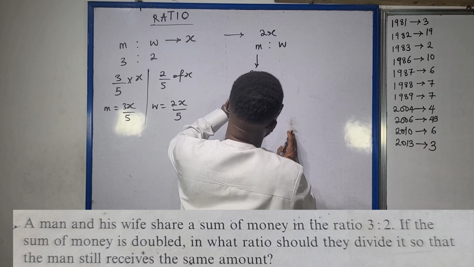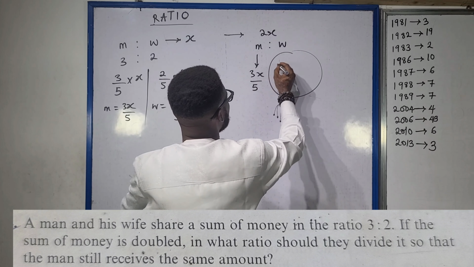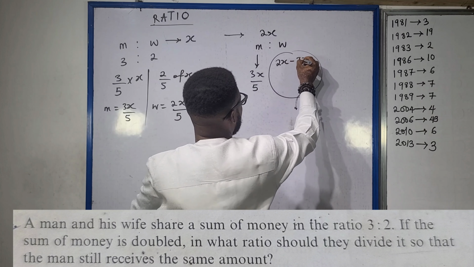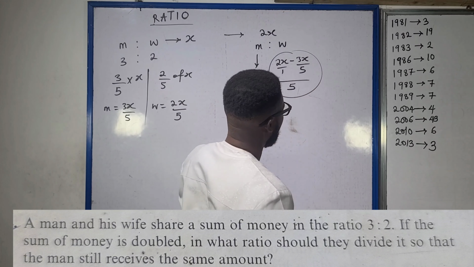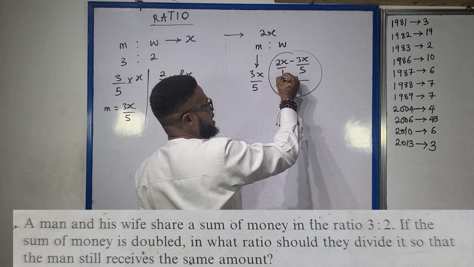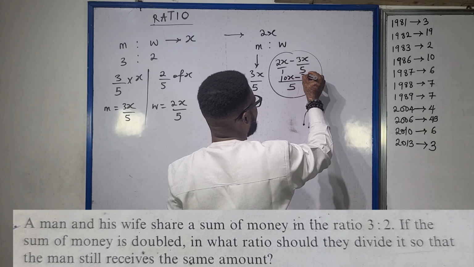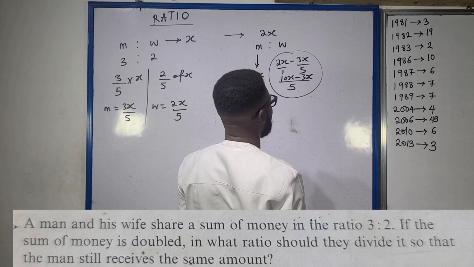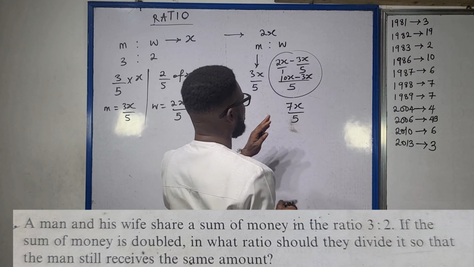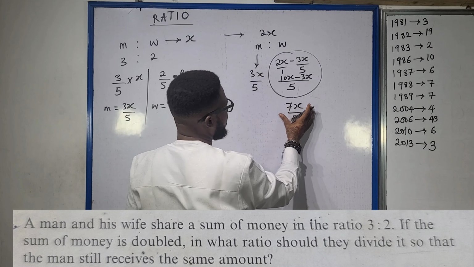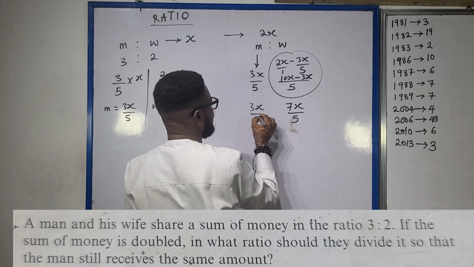So if the man gets 3x over 5, then it means the woman in this case is going to be getting 2x, take away 3x over 5. Okay, LCM here is 5. 1 in 5, 5. 5 times 2x, 10x. 5 in 5, 1. 1 times 3x, 3x. 10x minus 3x, that is 7x over 5. So it simply means the woman gets 7x over 5 and the man retains 3x over 5.